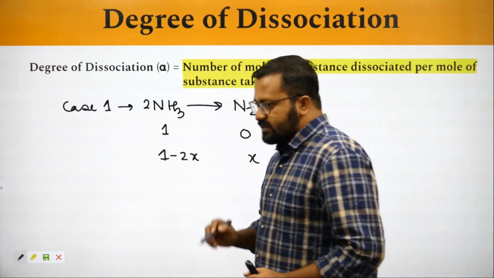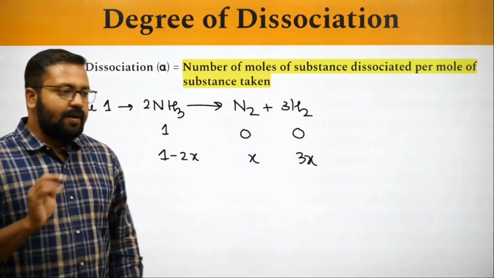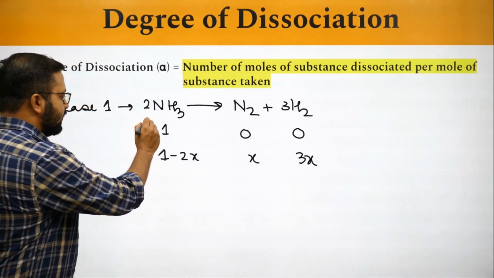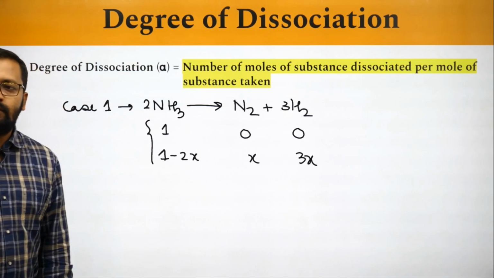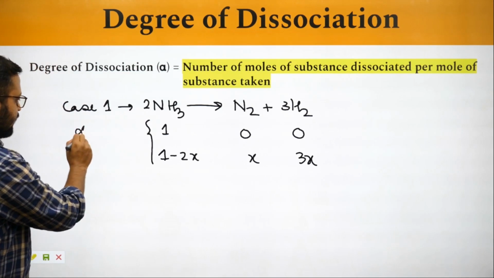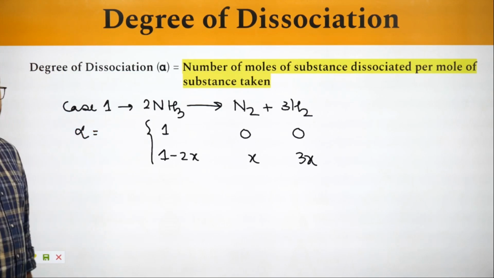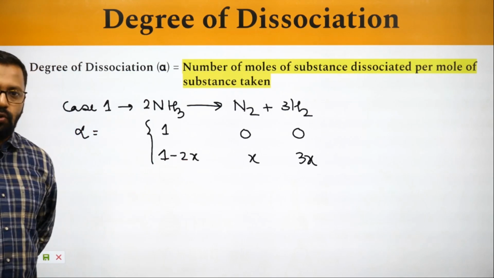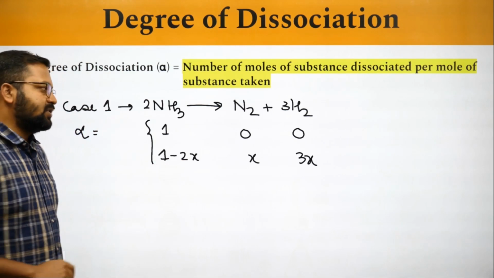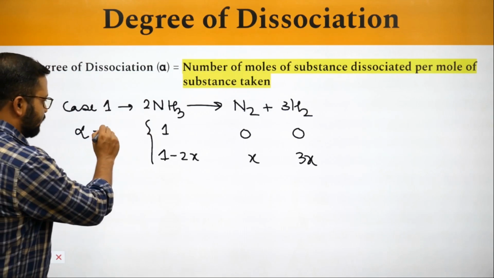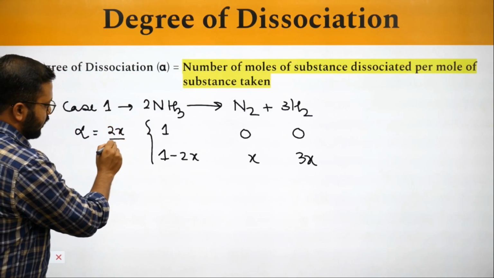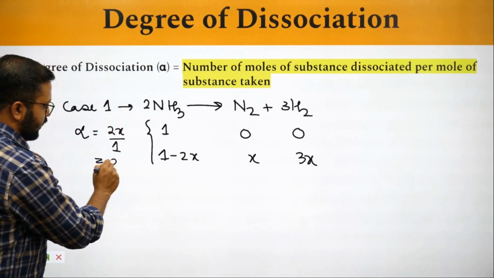Calculation of alpha is pretty easy. Alpha is calculated per mole. So how would I calculate alpha? Alpha will be how much of the substance is dissociated, 2x, for how many moles of substance which is taken, 1. So alpha will be equal to 2x by 1, which is 2x.